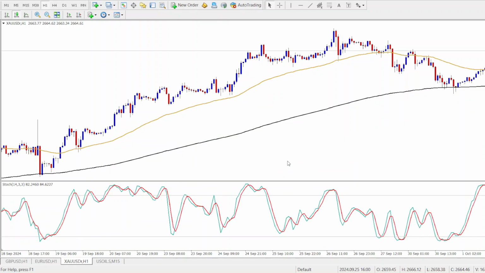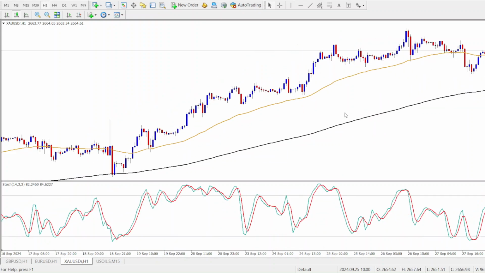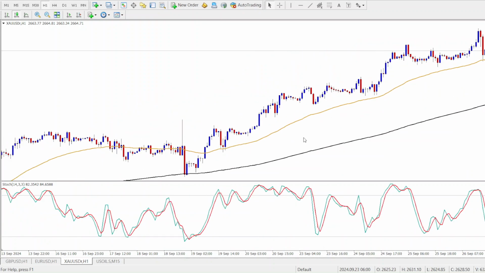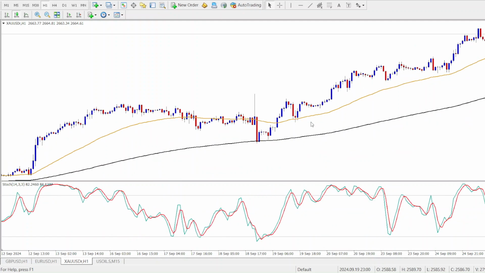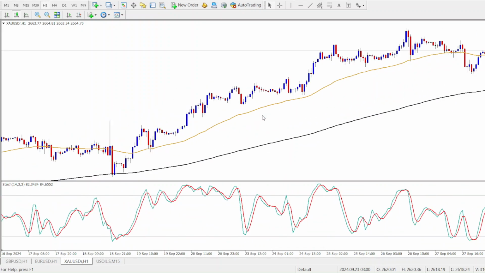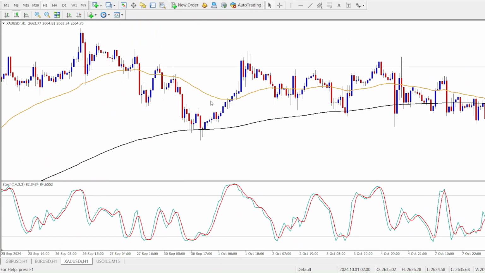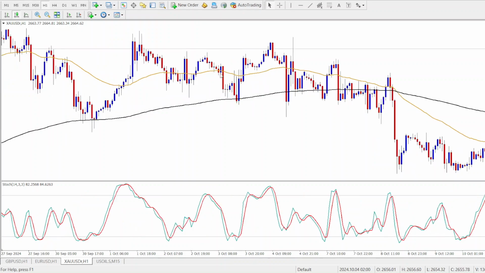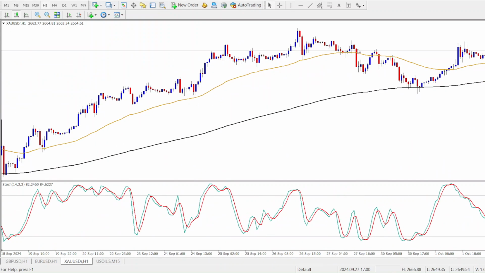Now if the price is above the 50 EMA and the 50 EMA is above the 200 EMA, it indicates a strong uptrend. For example, we had price above the 50 EMA here, and the 50 EMA was above the 200 EMA. It shows a strong uptrend, and we can see that price rallied all the way to this point before it began to range.